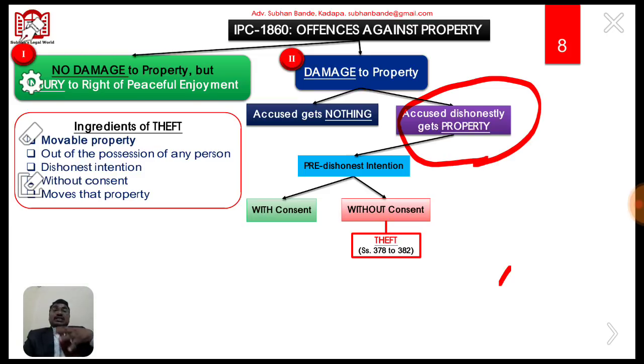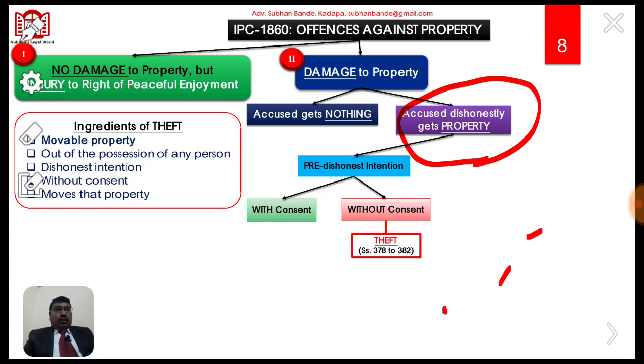Before he obtains such property from the lawful possessor, not after obtaining such property by lawful means from the lawful possessor or the owner of such property. Before obtaining such property, he has some dishonest intention. He has pre-dishonest intention. With such pre-dishonest intention, he dishonestly gets such property from the lawful possessor. It causes damage to the actual possessor of the property, the actual owner, or who has lawful authority over such property.